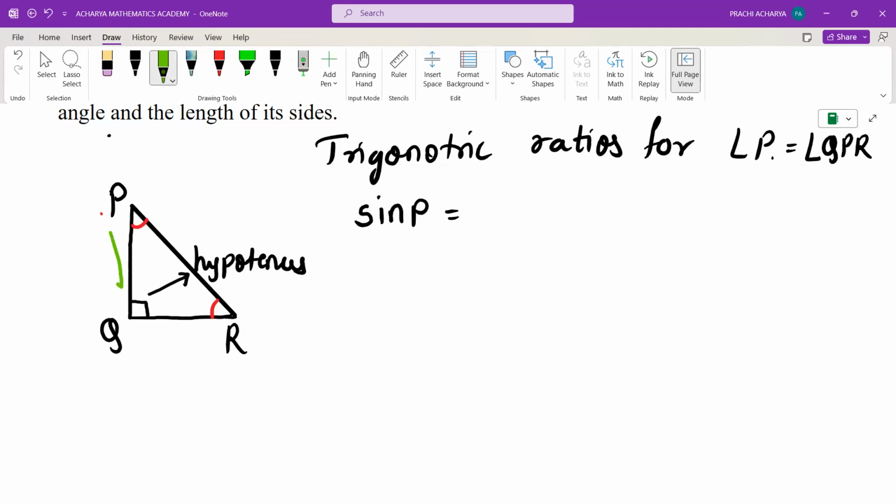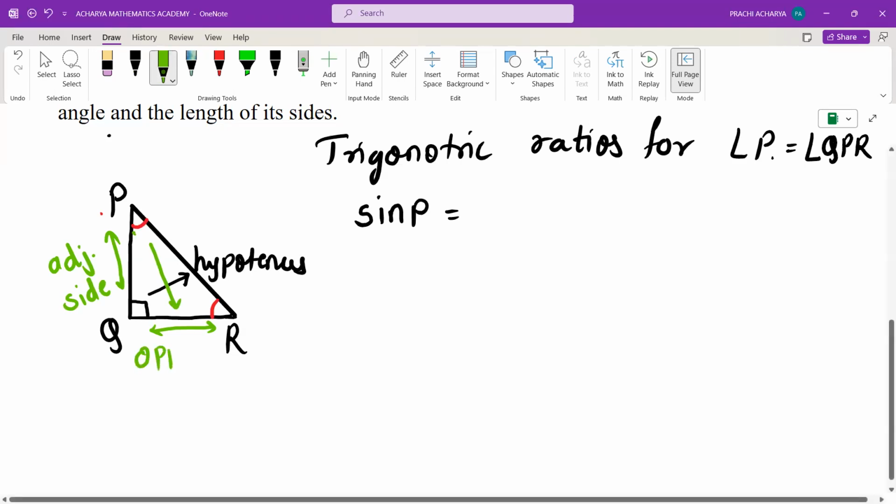PQ is an adjacent side, right children? Adjacent means the side that, along with P, forms the 90 degree, that is adjacent to P, therefore it is the adjacent side. And for angle P, we have QR as the opposite side, right? This you can identify. QR is the opposite side. Once you understood this, you can immediately write down sin P, cos P and so on.